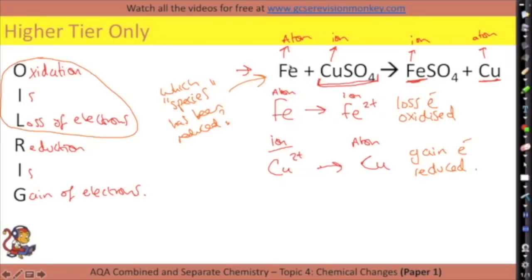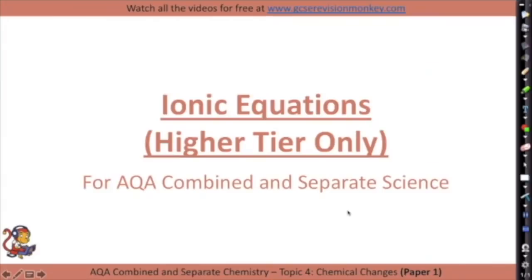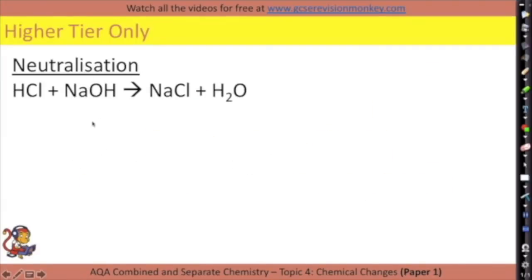And you need to look at which ones are turning from atoms to ions and which ones are turning from ions to atoms. These equations are called redox because you have something that is being reduced and something that is being oxidized in the same reaction. Ionic equations are for higher tier pupils only. So when you see a neutralization reaction like this, you can actually write it as a simpler ionic equation, which only involves the elements that are changing from ions into atoms or vice versa.